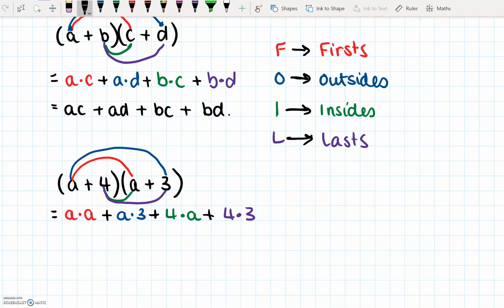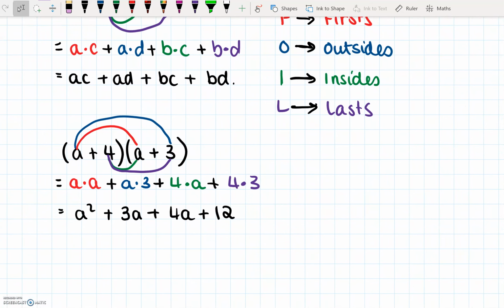Okay, and now we're going to simplify that. You guys should know that A times A is the same as A squared plus A times 3, and remember we always write the number first, we never write the letter before the number, so it's going to be 3A plus 4 times A, which is 4A, plus 4 times 3, which is 12.